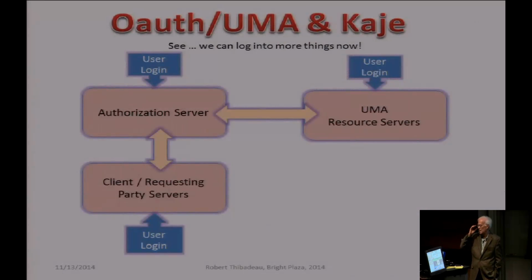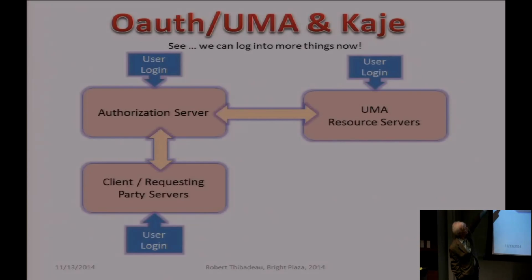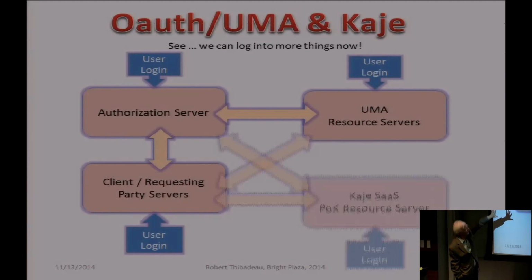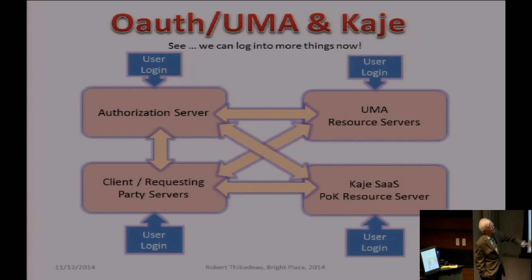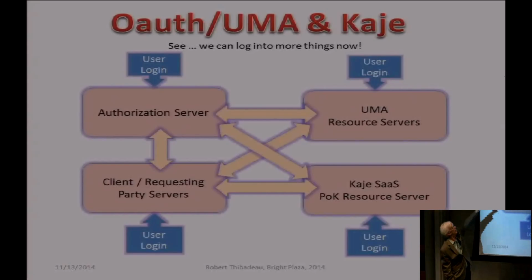So this is OAuth and UMA, the way it exists right now. There's an authorization server, a UMA resource server that can provide user managed access resources, client and requesting party services. So KAJE in one sense would be an authorization server, but in this system you'll see that KAJE is just another resource server in the OAuth-UMA world. So all we're really doing is defining a new type of resource server.